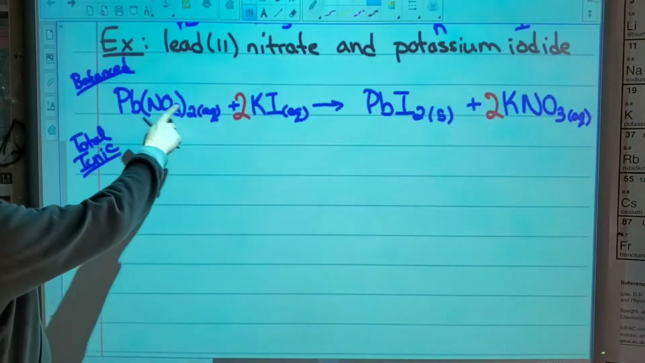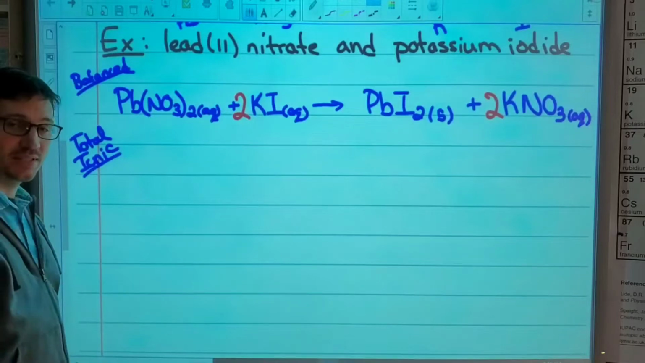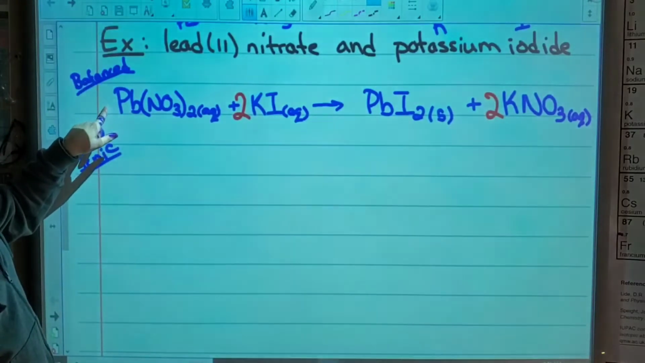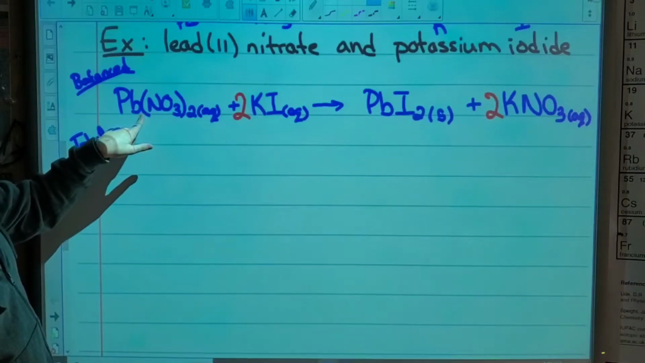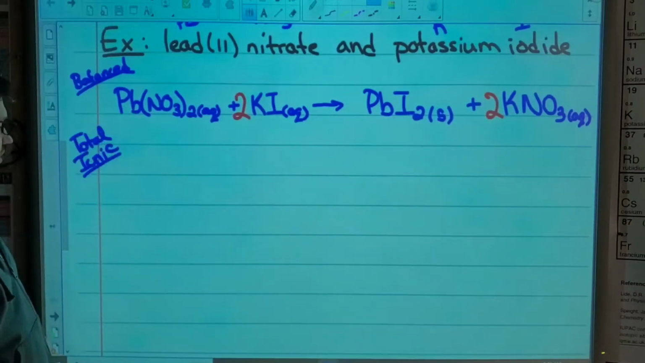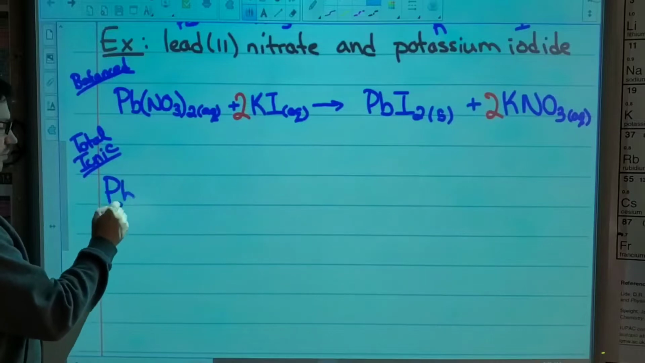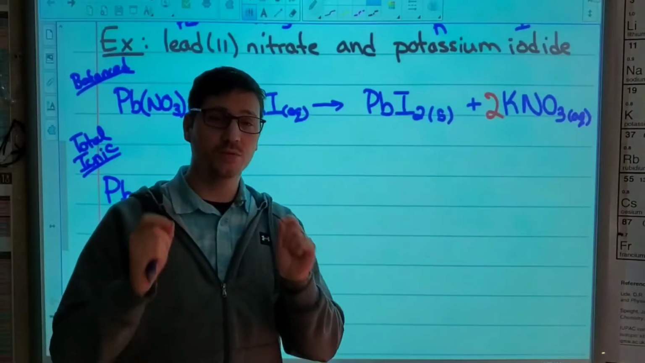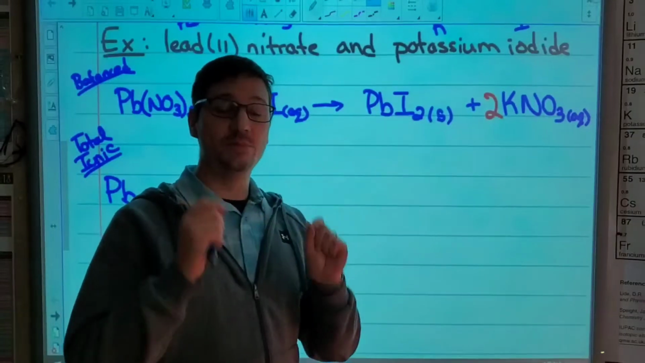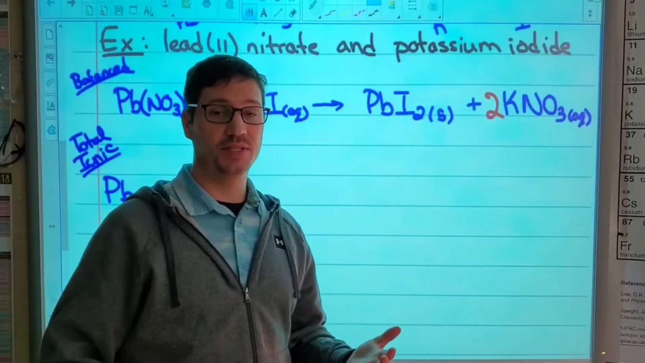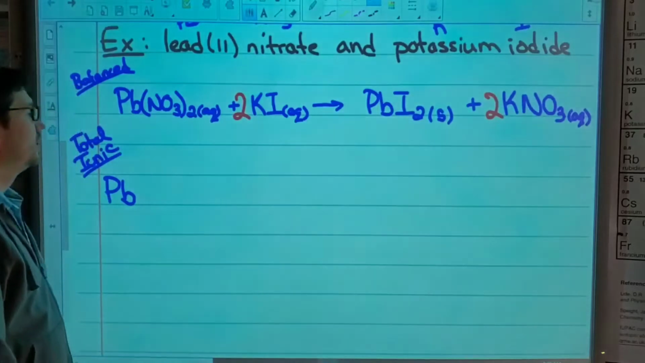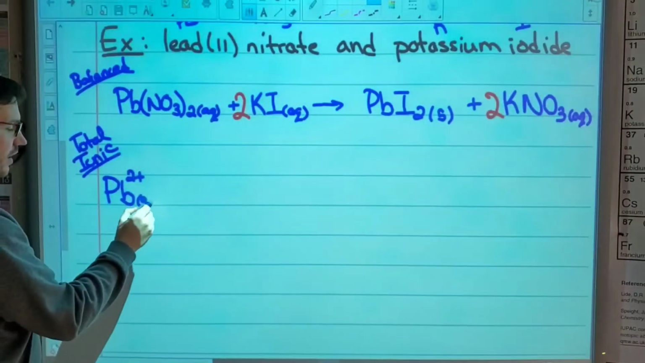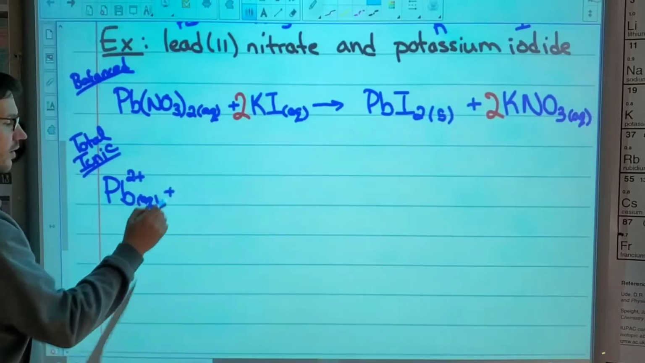So lead 2 nitrate, when it splits up, we're going to get 1 lead. So the coefficient out in front is a 1, and there's only 1 in the formula. So 1 times 1 is 1. We're going to get Pb. Anytime something splits up, you must write a charge on it. It splits up because it turns into ions with a charge. So the lead becomes lead 2 plus, aqueous, and it's dissolved in water.